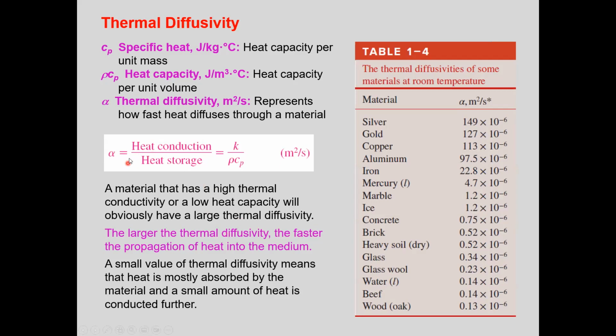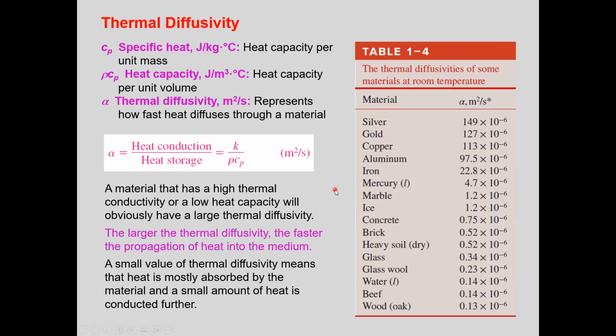Why do we define alpha, K over rho Cp? Because we can use K, rho, and Cp separately, right? The reason is that in some heat transfer equations, we see this ratio often. K over rho Cp comes to us. So we don't want to deal with them separately. We want to name them thermal diffusivity and use it in our equations.